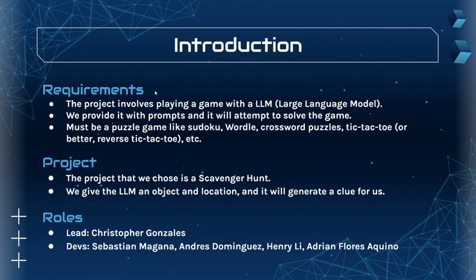And now that we covered the requirements, I want to talk about our project. The specific project that we chose is a scavenger hunt. We provide the AI with objects and locations, and it would generate clues for us so that the player can find them. We found a template generator that acts like a programmer's assistant. This means that the code is already written for us, and we just need to input the parameters, and it would generate the clues for us.